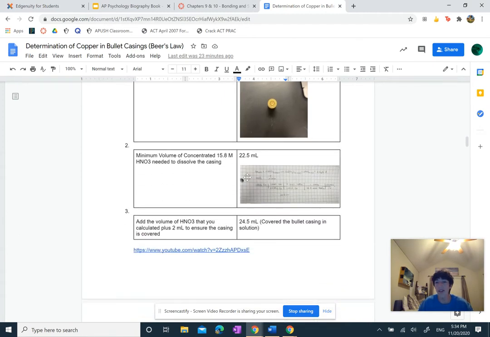And so now you told us in class that one time that we had to create a stoichiometry problem in order to figure out how many milliliters of stock solution that we needed of the nitric acid. So we ended up needing 22.5 milliliters. And so we surmised that we needed about 24.5 milliliters, as the lab told us that we needed about 2 milliliters more so that we could completely cover that bullet casing and dissolve it all so that we could have a good unknown concentration to use within our lab.